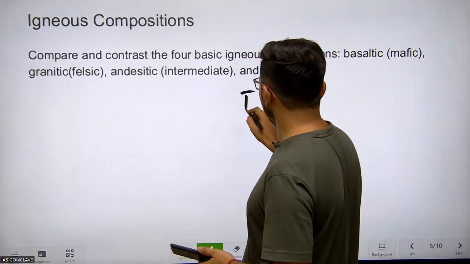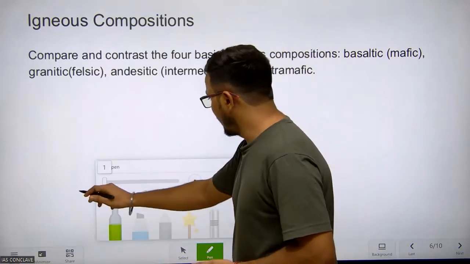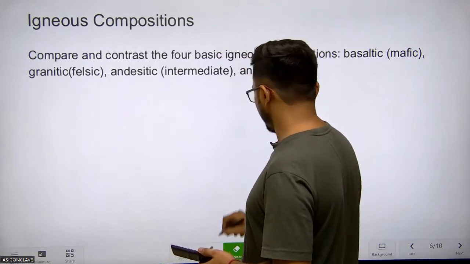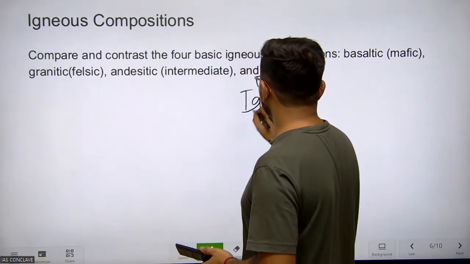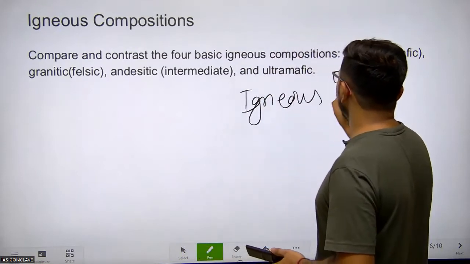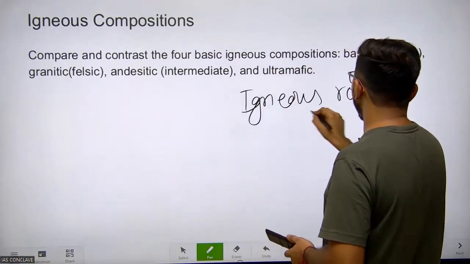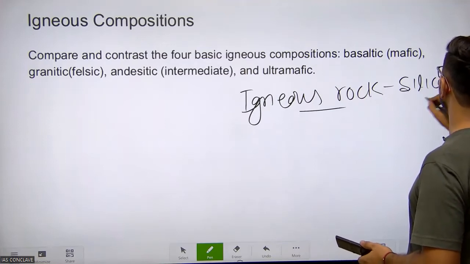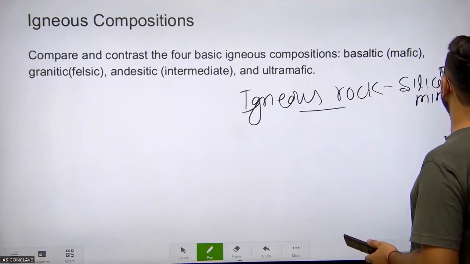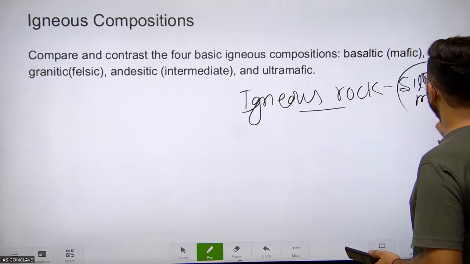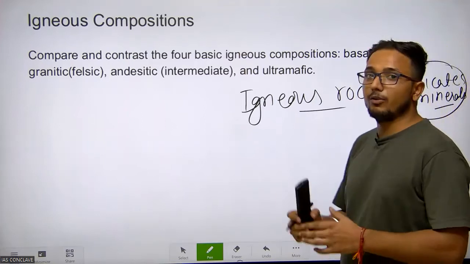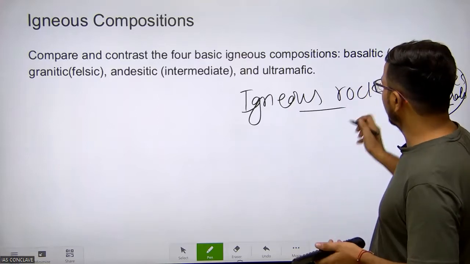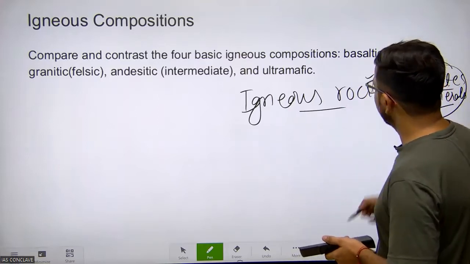Most igneous rocks are composed of silicate minerals. We already know the different types of minerals. We have grouped the minerals into silicate and non-silicate minerals. So igneous rocks are composed mainly of silicate minerals.